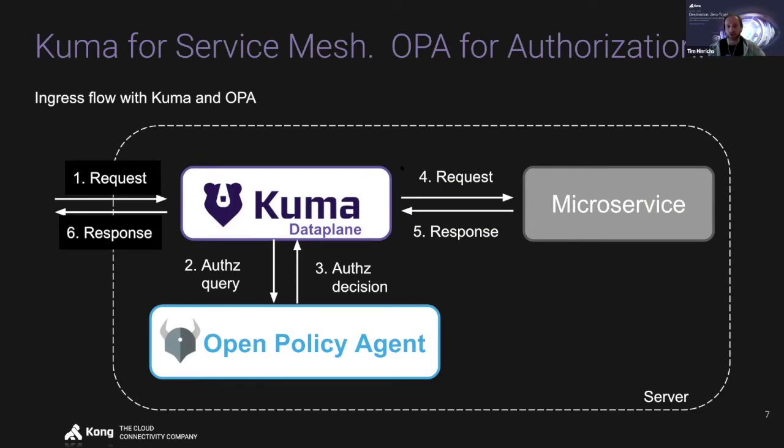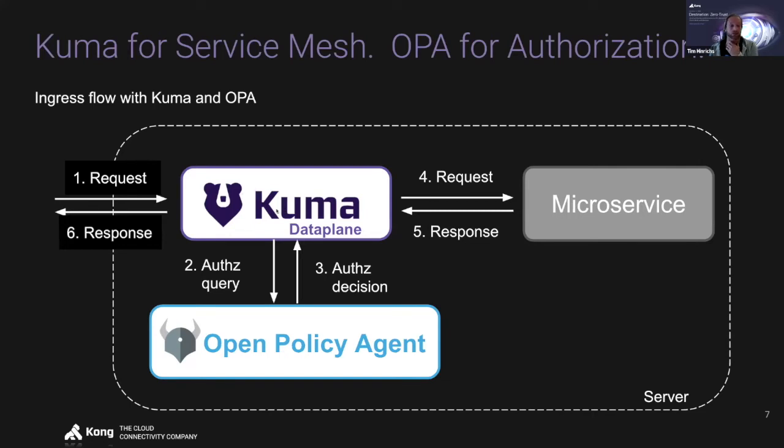So the idea here is that what you're seeing here in this big dotted circle is the server, right? So this is the one server. You've got your microservice running on it. That's an instance, obviously. And then you've also deployed the Kuma data plane and the open policy agent, all on the same server, right? So now what you imagine is that there's some request that comes in from the outside world that goes into the Kuma data plane. You usually set that up via like IP tables. And so now Kuma receives the incoming request.